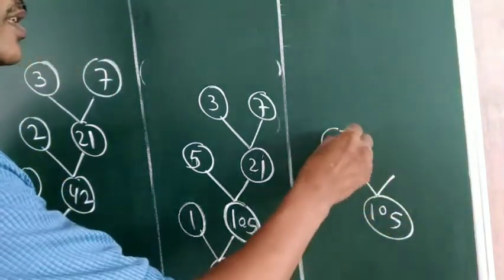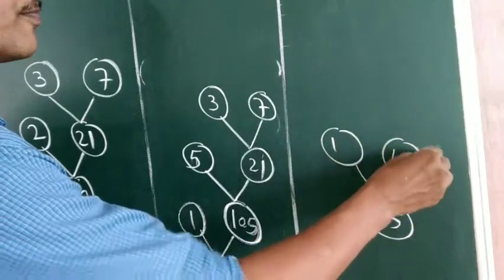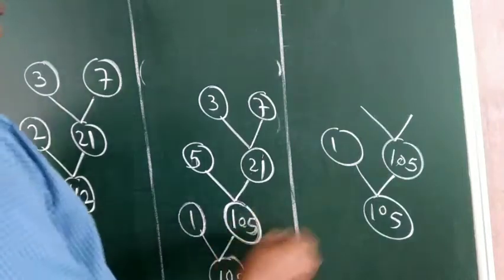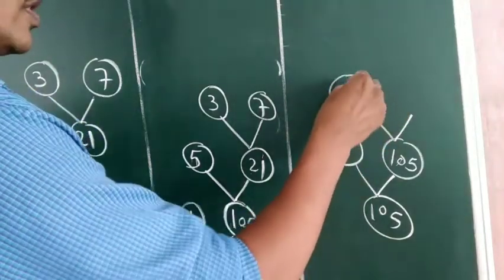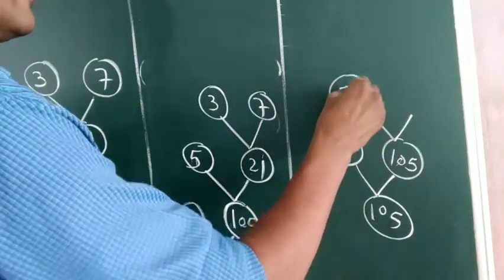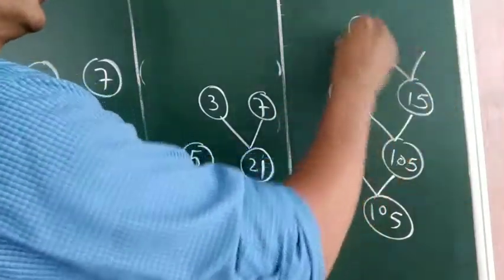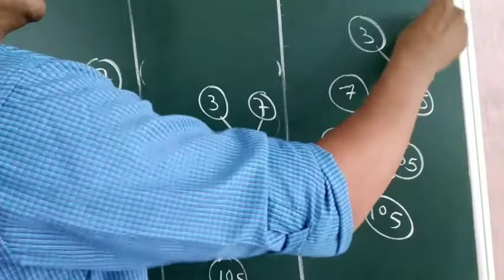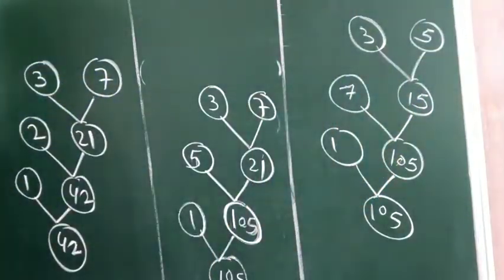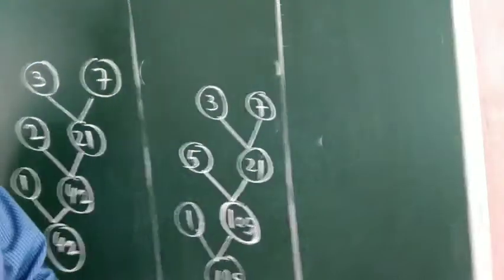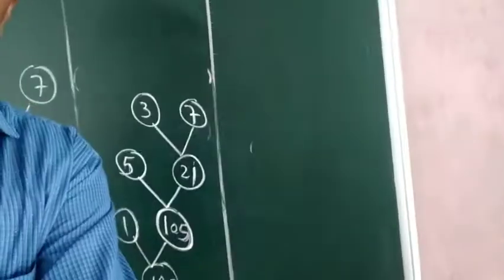105, 1 into 105. नेक्स्ट क्या होगा? देखिए 7 into 15, and then here it is 3 into 5. So this way, this is the factor tree of 105. And now next number, it is our 91.